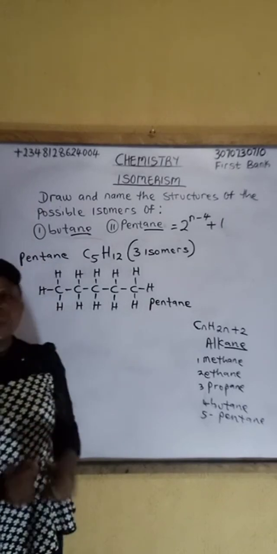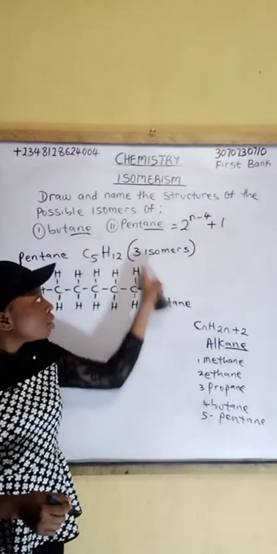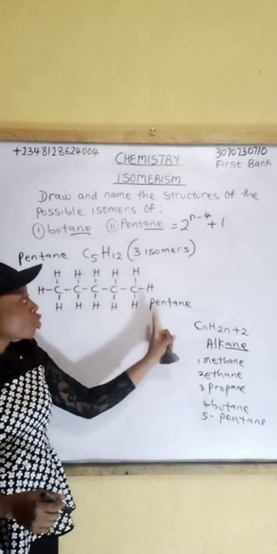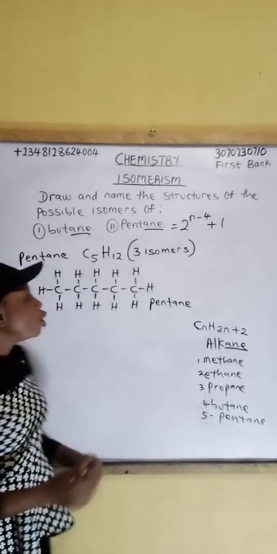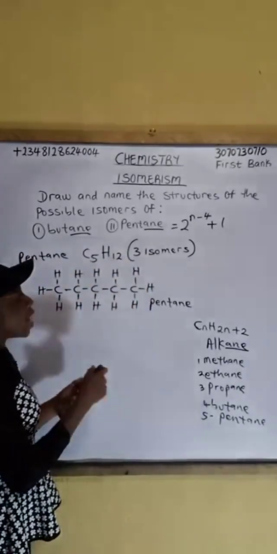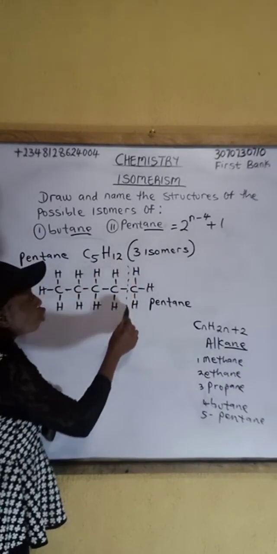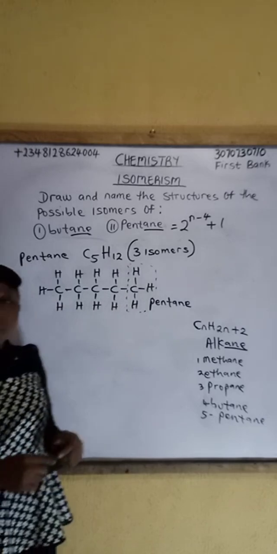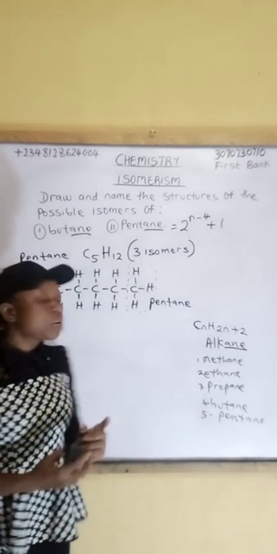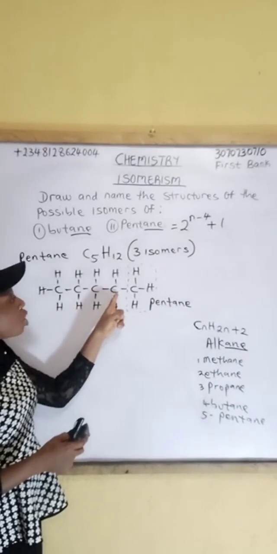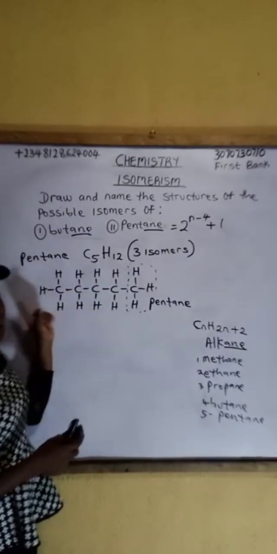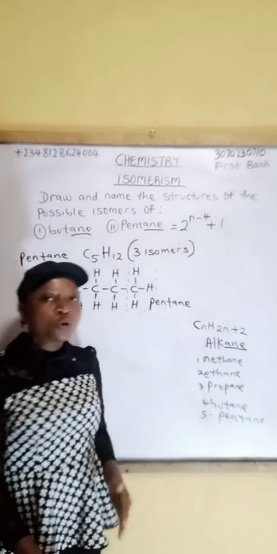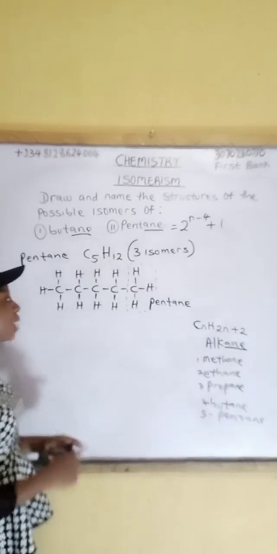Now, to derive the second isomer, you are going to displace 1 carbon atom. You remove 1 carbon atom. When you remove that carbon atom, the rule is that you are going to place it on any of the remaining carbon atoms. But you must not place it on the first carbon atom at the right, and you must not place it on the first carbon atom at the left.